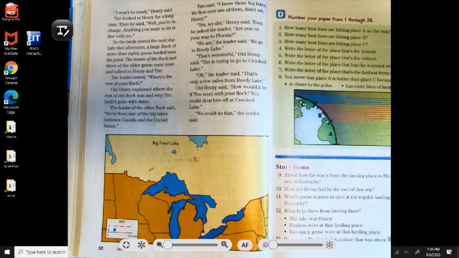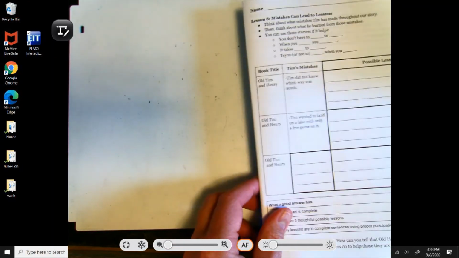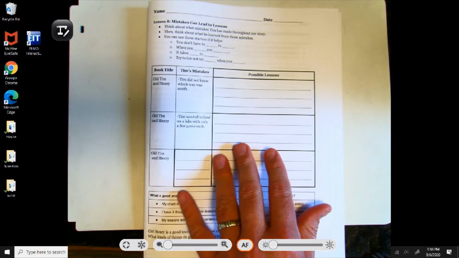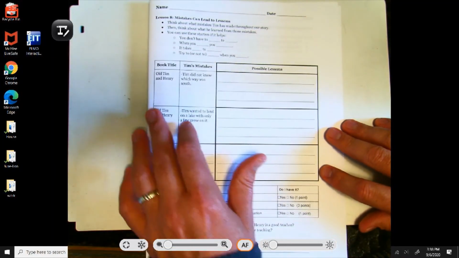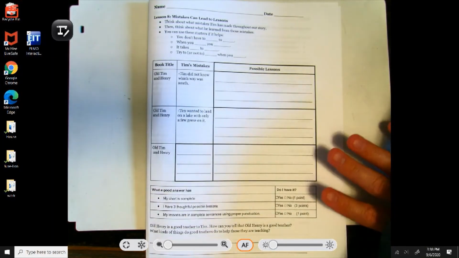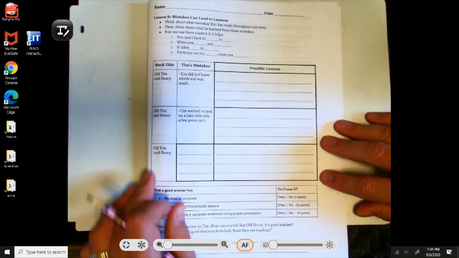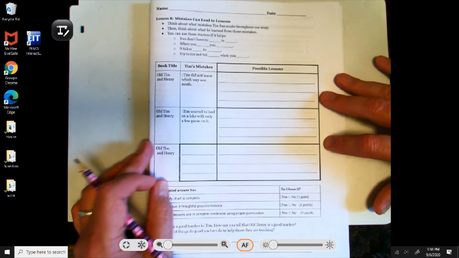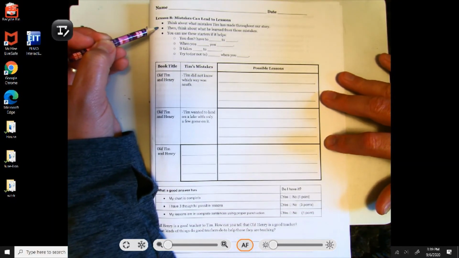So, scholars, the next thing you're going to need is your packet. And we're on lesson 8. So this is what lesson 8 looks like in your packet. Now, lesson 8's work is a little bit tricky, and if we were in the school building together, we probably would work on at least some of it together because it could be kind of tricky. But lesson 8, mistakes can lead to lessons.